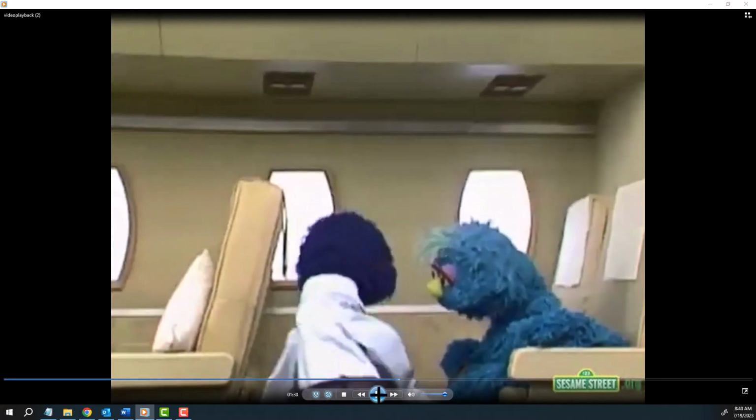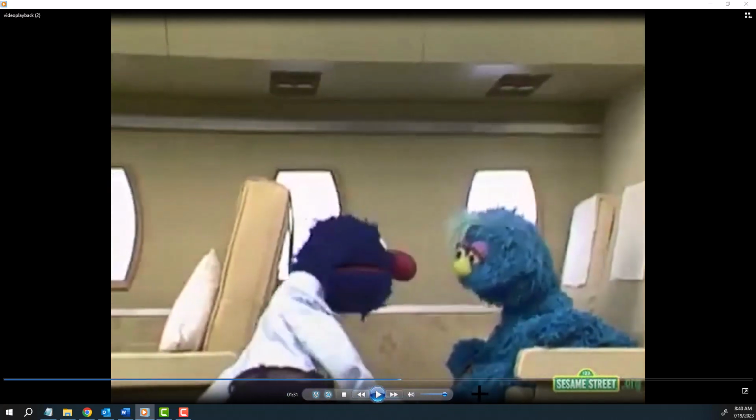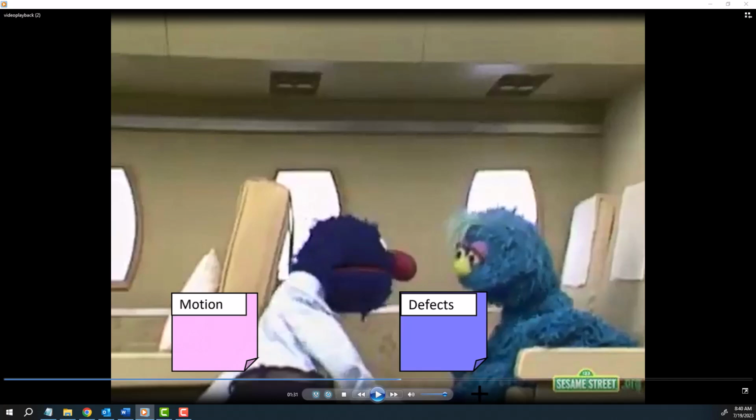So we can see here that Grover's actually produced a defect, right? He's done something that the customer is not happy with, and we can consider that as a defective product or a defective service. Likewise, we've introduced a lot of motion waste, where they have to jump up and down and move Mr. Johnson out of his chair. He hits his head on the tray, and all of this is associated with the motion waste as well.